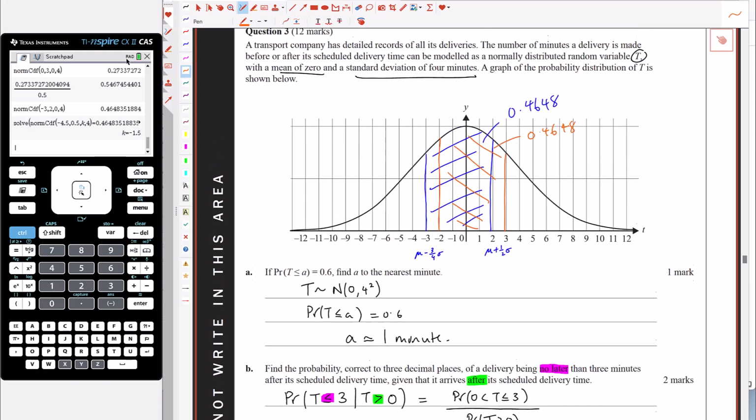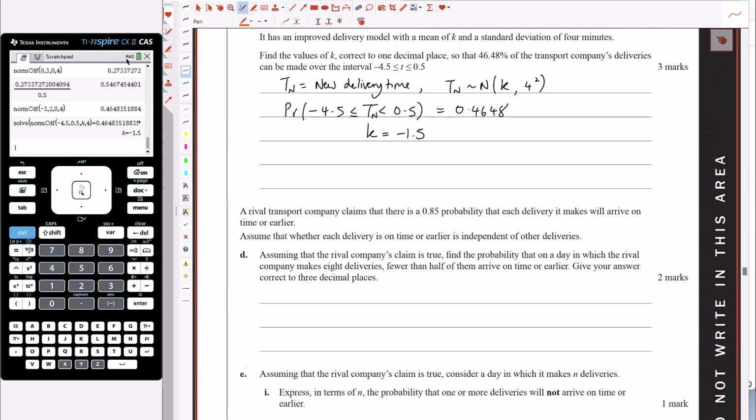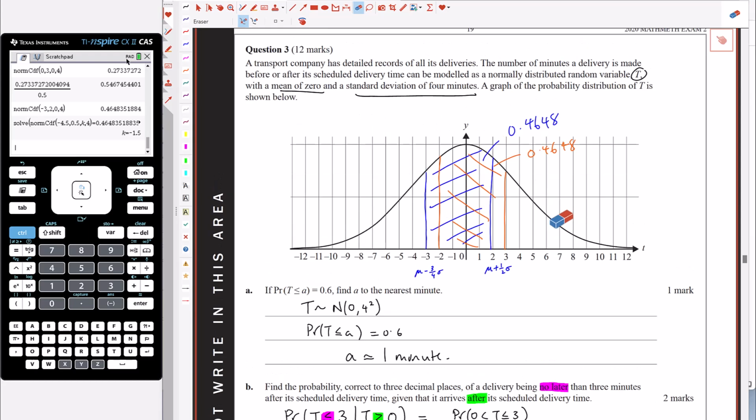The only reason I've flipped it around is because I think this is very low down, and I don't think the mean will go that low. I think the mean's going to need to be closer to the 0.5 than it is to the negative 4.5, so I think there's some symmetry here. Possibly, or possibly not, actually.